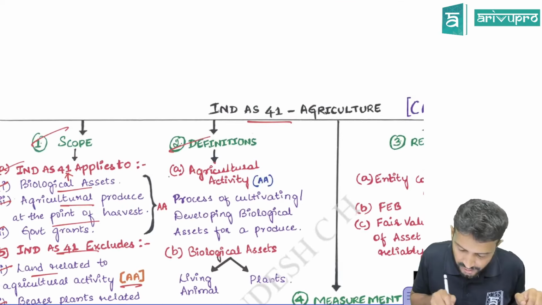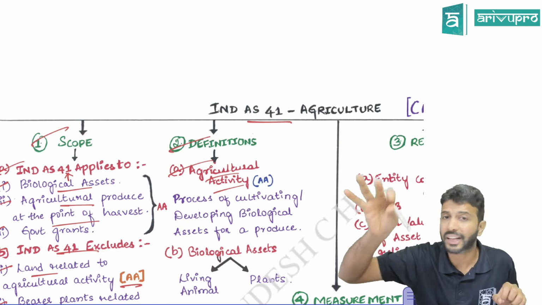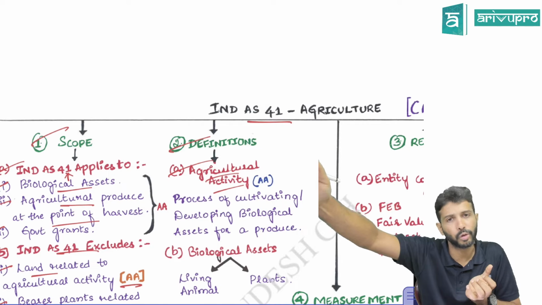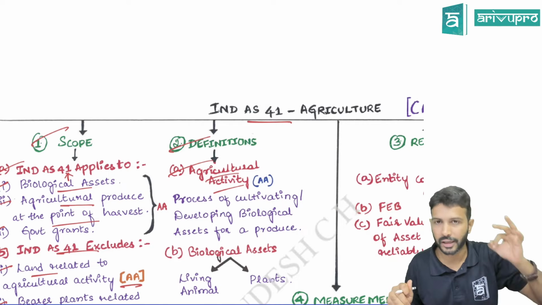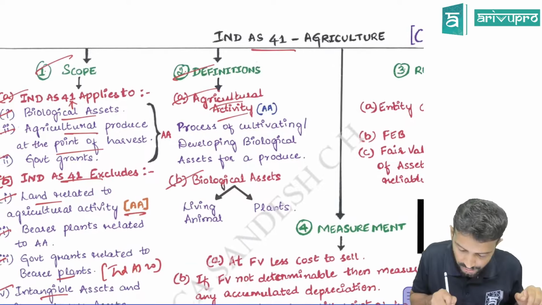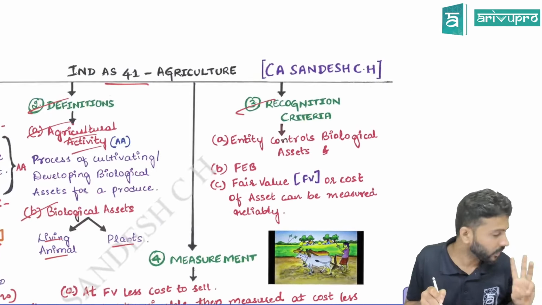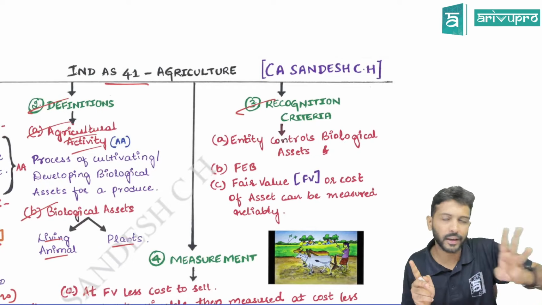Then agricultural activity. Agricultural activity means you have to manage what? A biological transformation with an intention to get some produce. Either you can sell that produce itself or use that produce for further production. That is what we mean by agricultural activity here. And biological assets are of two types: living plants and animals. There are 3 recognition criteria for biological assets. You can show biological assets in your balance sheet provided 3 criteria are satisfied.